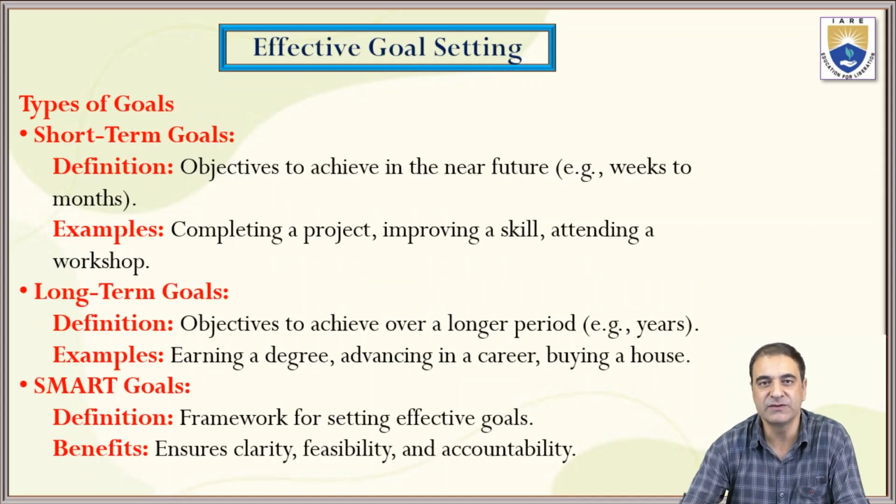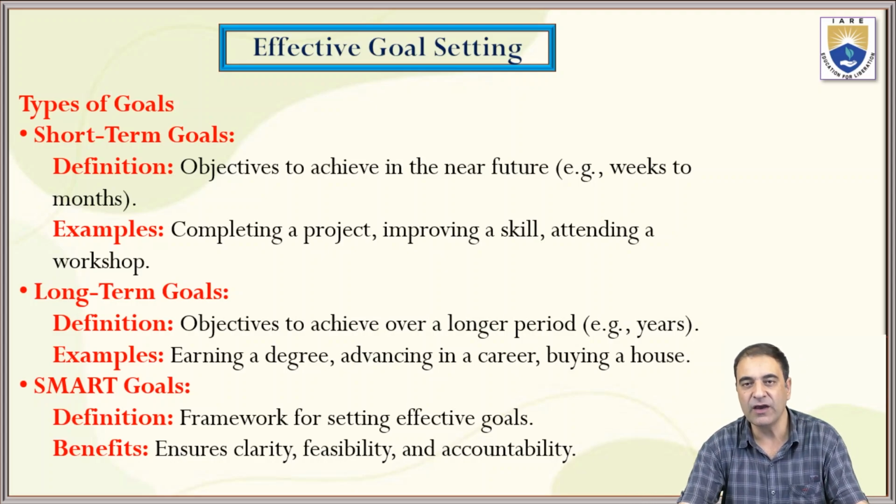Here we have the types of goals, like short-term goals. And what are short-term goals? They are objectives to achieve in the near future, for example, weeks to months. Here, for example, we can say completing a project, improving a skill, or attending a workshop. This is the short-term goal. Here we have a short-term duration to finish that goal.